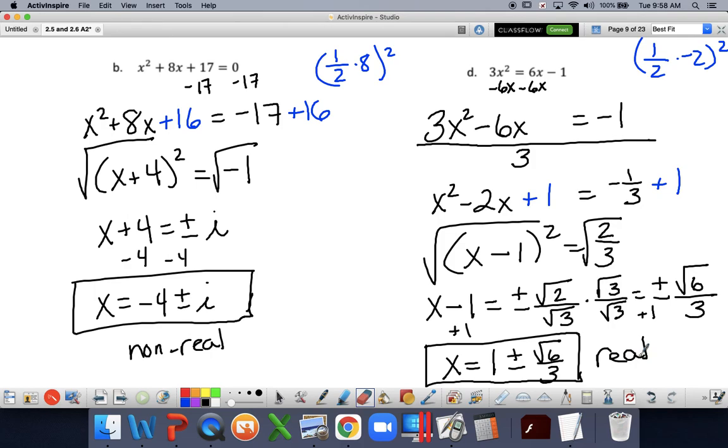So that sums up 2.5. You have a homework assignment with only 6 questions, and that last question is kind of like this one where you unfortunately don't end up with a nice answer. You'll have some fractions in your answers, but go ahead and give that homework a try.